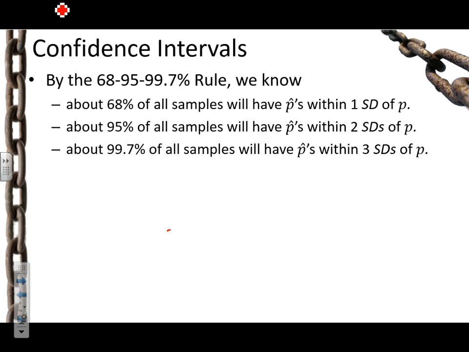So in a picture, okay, we know that our mean is located at our population proportion, right, at p. Now, if I were to reach 1 standard deviation above and 1 standard deviation below, if I were to imagine taking every possible sample, I should find 68% of my p-hats in this interval.